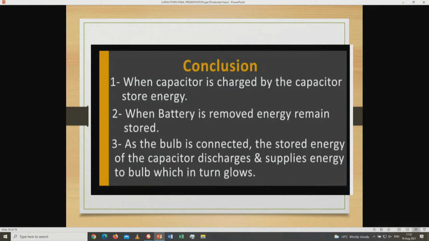Right, now how do we conclude? In conclusion, to explain how capacitors work, when a capacitor is charged by a battery, the capacitor will store energy, and when the battery is removed, the energy will remain stored in the capacitor. And as the bulb is connected, the stored energy of the capacitor discharges and supplies energy to the bulb, which in turn glows.